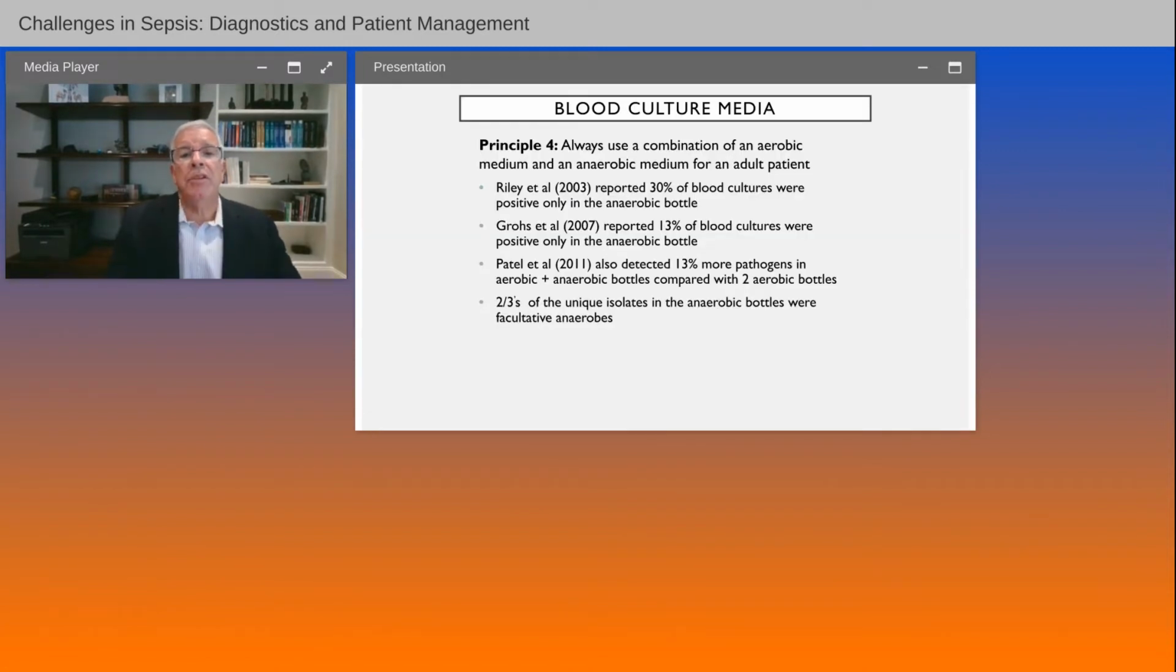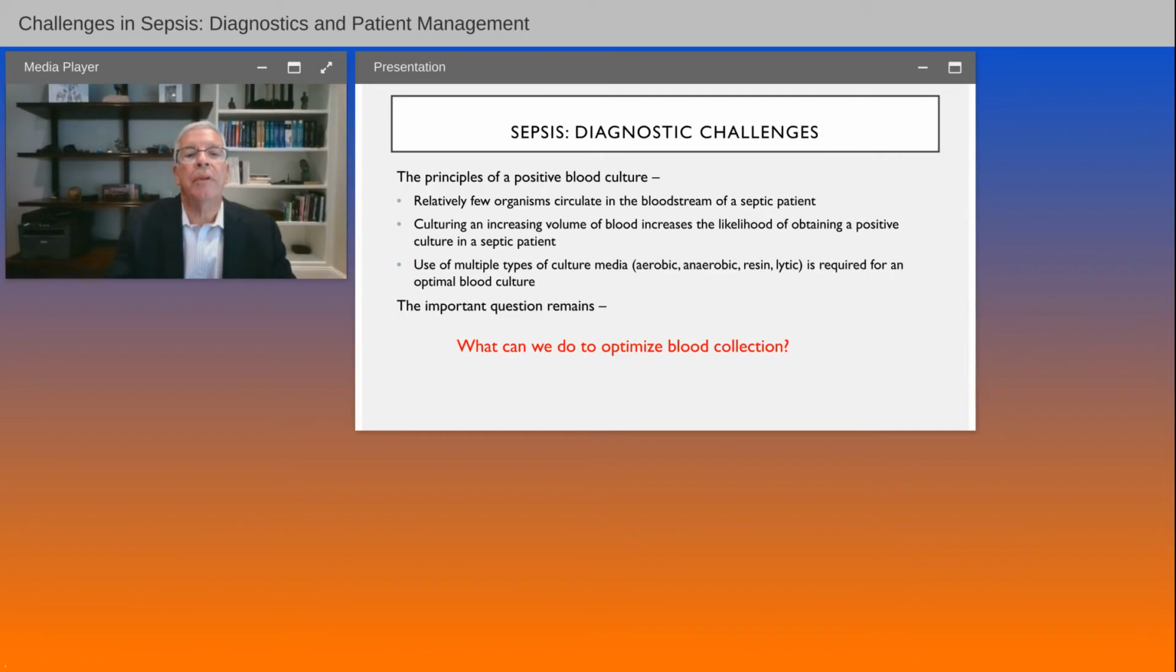And finally, the combination of aerobic and anaerobic media is important for adult patients. A number of studies have looked at the impact of anaerobic media, and we see there is improved recovery of organisms. Many of these are microaerophilic organisms like the Enterobacteriaceae, like E. coli, or like Staphylococcus aureus and so forth. So it's this combination of different media that really enhance our overall performance.